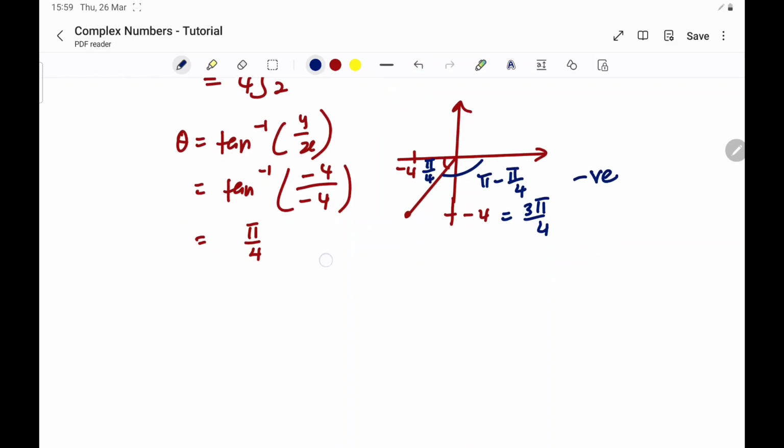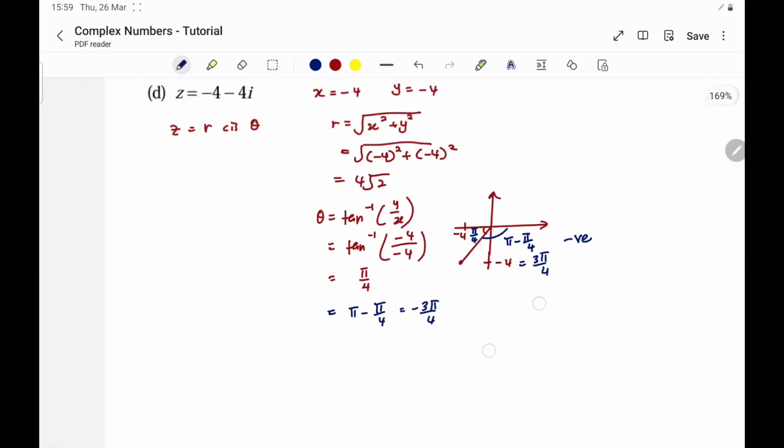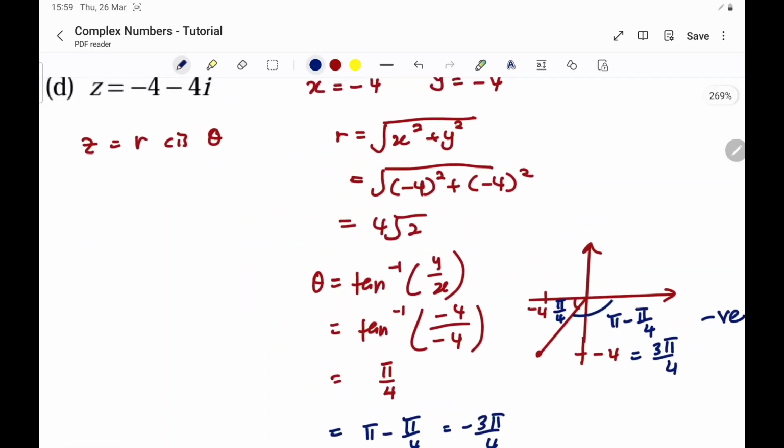So that's why here you're going to do it like this: pi minus pi over 4, then it is equal to 3 pi over 4. Since it is below the horizontal axis, you put a negative sign. Okay, so you got your theta already. Then substitute inside, you're going to get 4 square root 2 cis theta, where theta is negative 3 pi over 4.